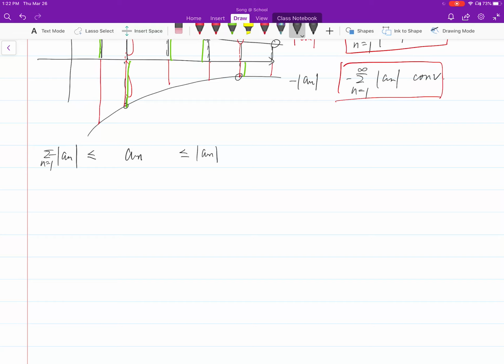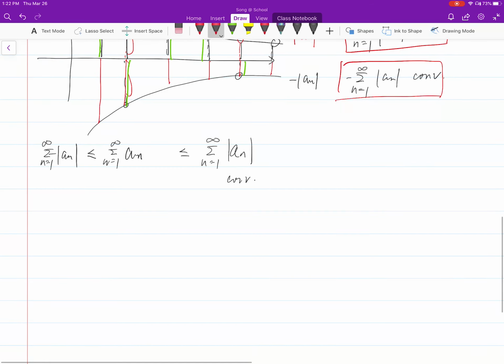Then sum this, sum this, and sum this. Converge. This one converges because this is nothing but this one times the negative one. Then the one in the middle, what do you say? It's convergent. So the absolute convergence theorem is true.